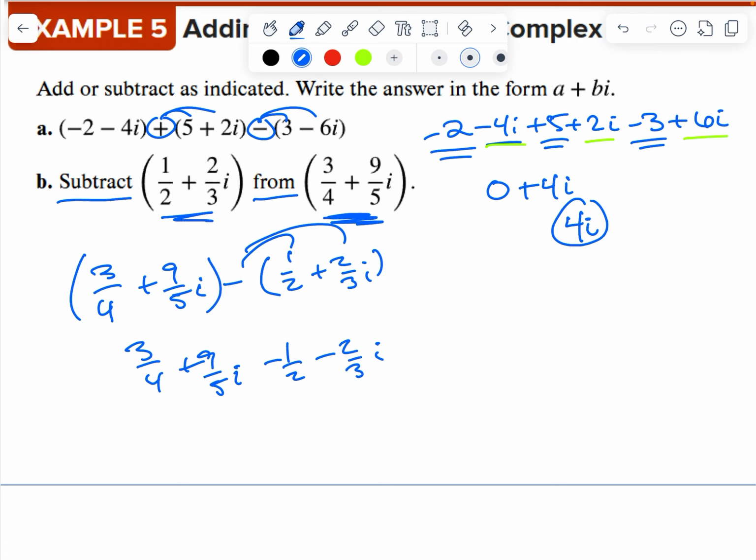This is a good point to use your calculator. 3/4 minus 1/2 would give you 1/4. 9/5 minus 2/3, I'm going to type in my calculator. 9/5 minus 2/3. Change that to a fraction, and we get 17/15 i.